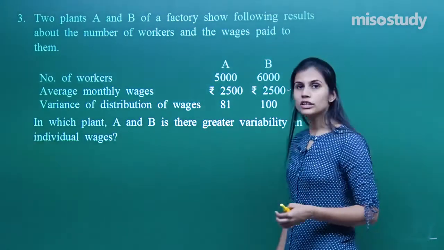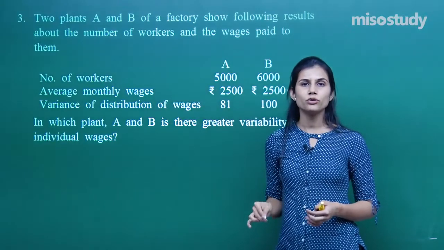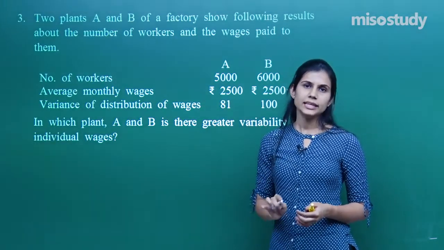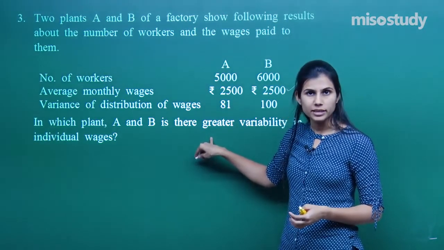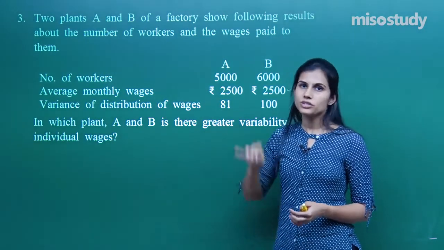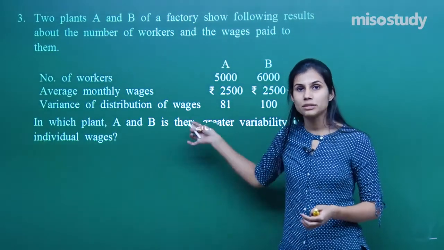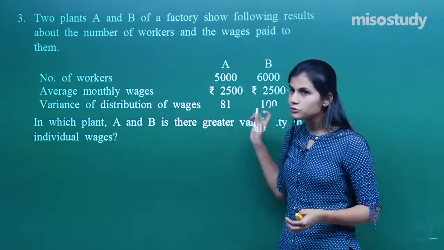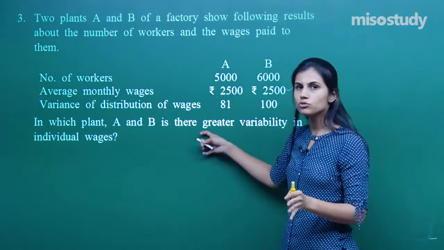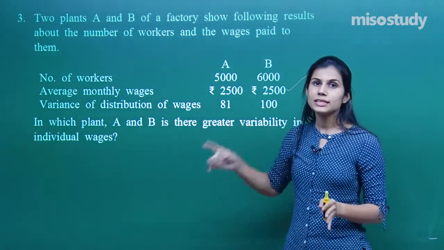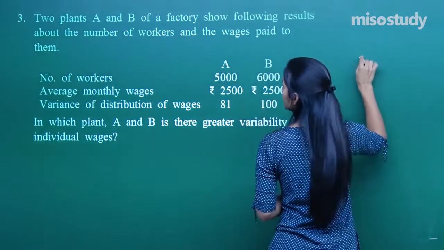If you can recall, if the average or the mean is the same, it is the standard deviation which is the sole decider in giving you the conclusion about variability. Which has greater variability, which has lesser variability is going to be concluded with the help of standard deviation, because the mean is given to be the same. Here average monthly wages are given to be the same. So I will only be interested in calculating the answer to this query by evaluating the standard deviation corresponding to both the plants.